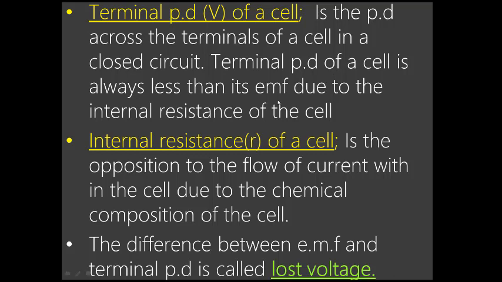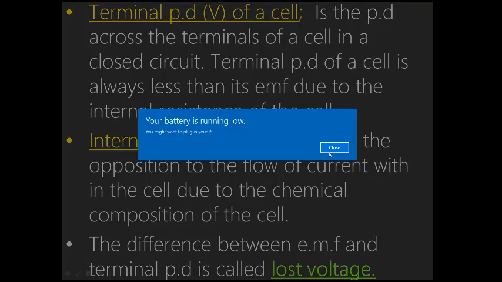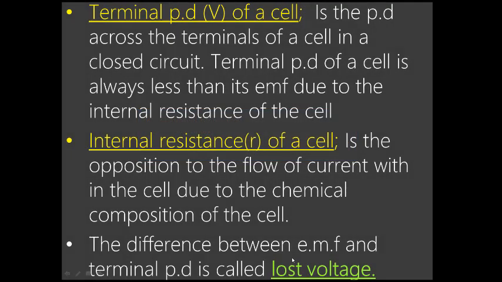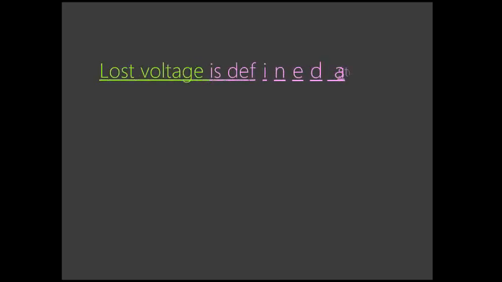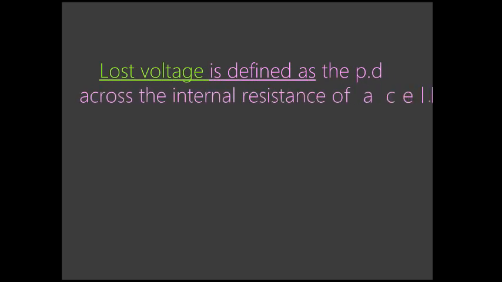Now, numerically, the difference between EMF and terminal PD is what we call the lost voltage. So when you get EMF minus V, which is the terminal PD, you get the lost voltage. Lost voltage is defined as the PD across the internal resistance of a cell.